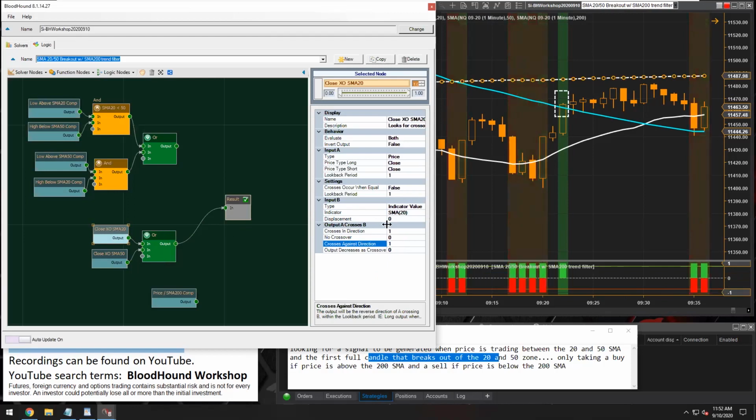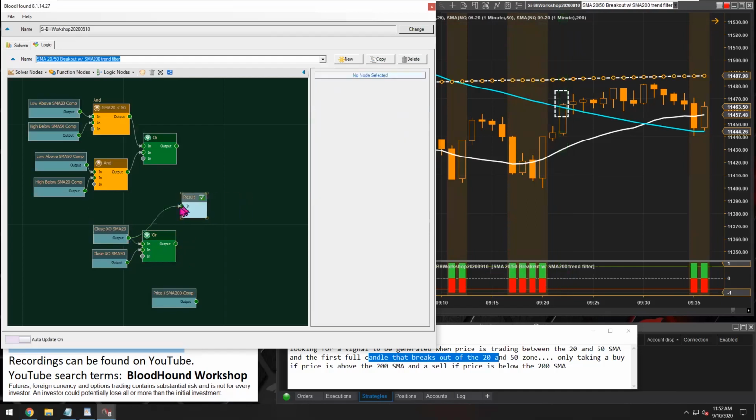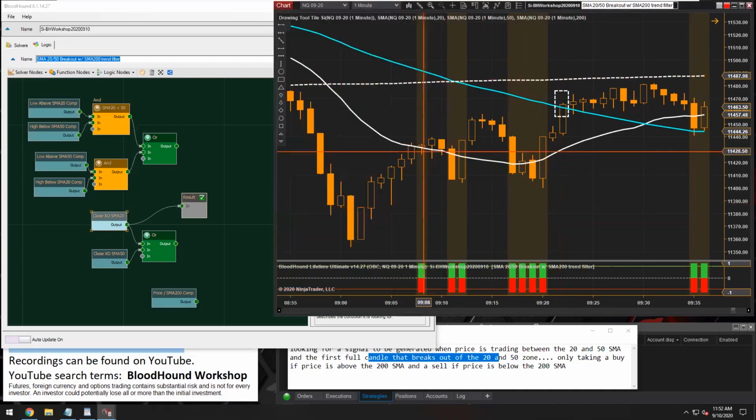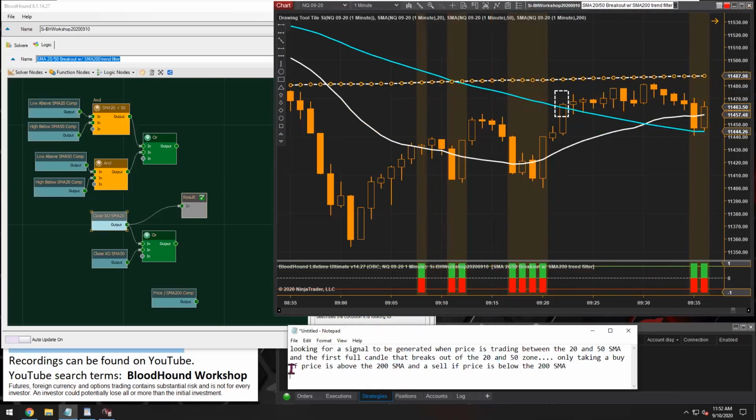Let's take a look at this crossover solver here. This is crossing the SMA 20. So whenever price crosses it, we need a long and a short output, because the crossover direction is not what we're looking for. It's whether price is above or below the SMA 200. That's determining the signal direction. So yeah, this statement right here.